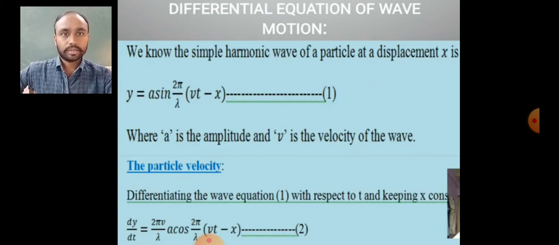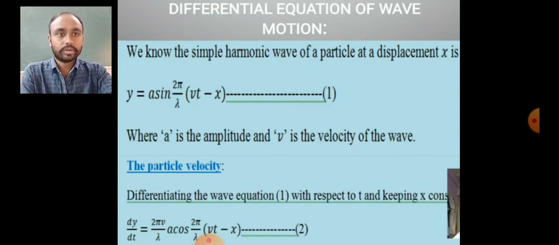So simply, what we have considered here is our wave equation, or rather the displacement equation, and to find the velocity we are differentiating, because we want velocity. This v is the wave velocity, but we have to talk about the particle's motion, therefore we want particle velocity. To find particle velocity we have differentiated the particle displacement with respect to time, and this dy by dt is nothing but your particle velocity, equation number 2.